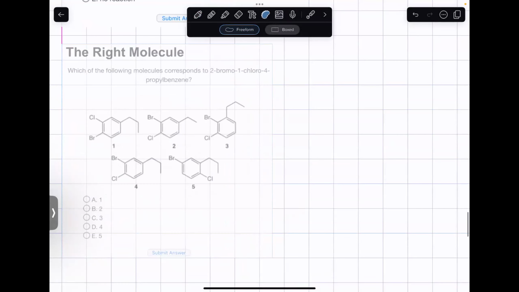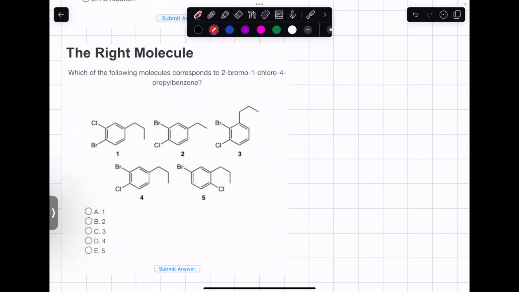Okay, try this one out here: 2-bromo-1-chloro-4-propylbenzene. Let me know what you want to draw first, and I'll draw on the right side. So draw the benzene, and then you could also number it. Just let me know your thought process.